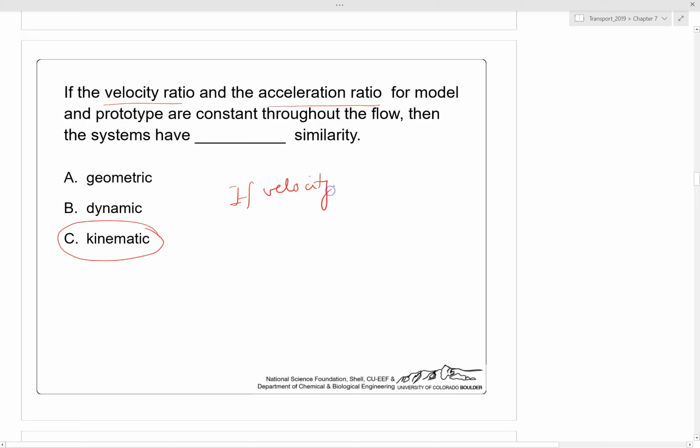So if velocity and acceleration ratios are constant, streamline patterns will be the same. Okay.